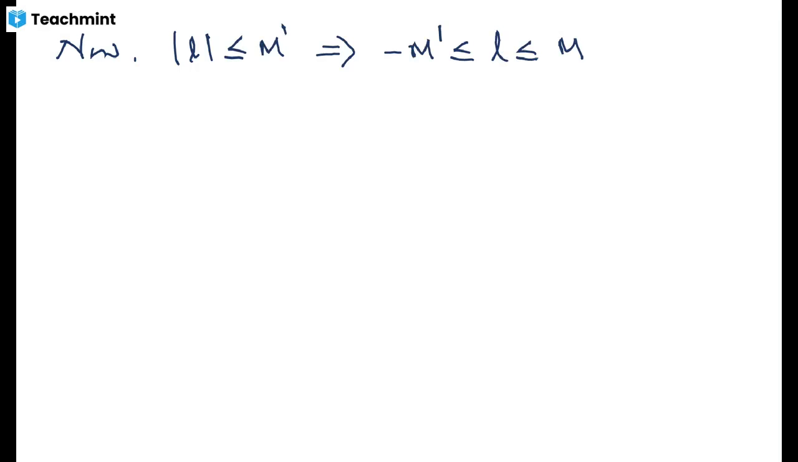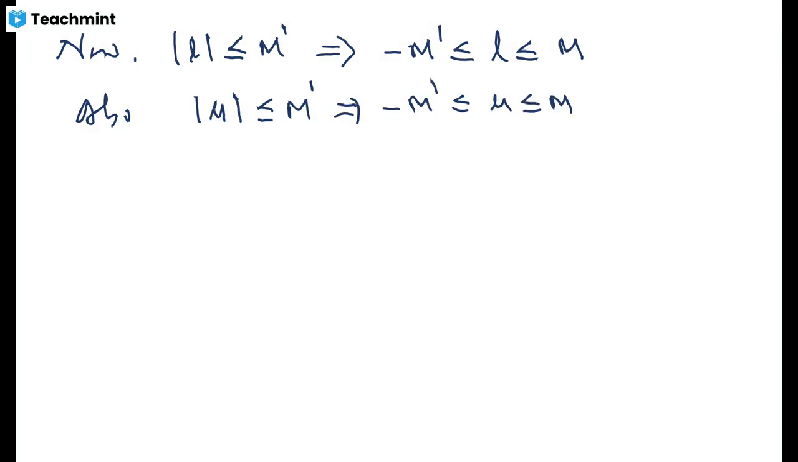And also you have mod of u, which is the upper bound. This is also less than or equal to M prime because M prime is the maximum of modulus of L and modulus of u. So this also implies that minus M prime is less than or equal to u, and u is less than or equal to M prime. So we have these two inequalities. For the case of L, I will use the first part of the inequality, and for u, I have to use the last part of the inequality.